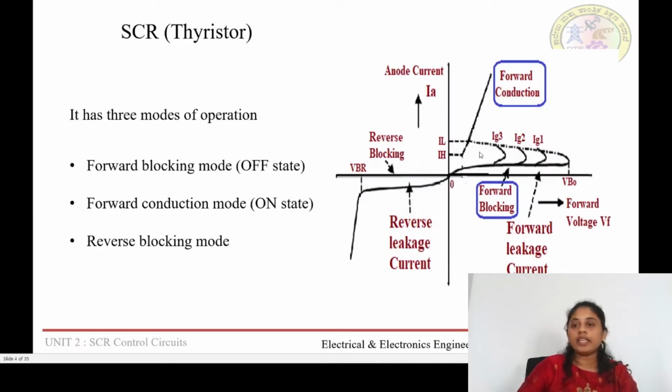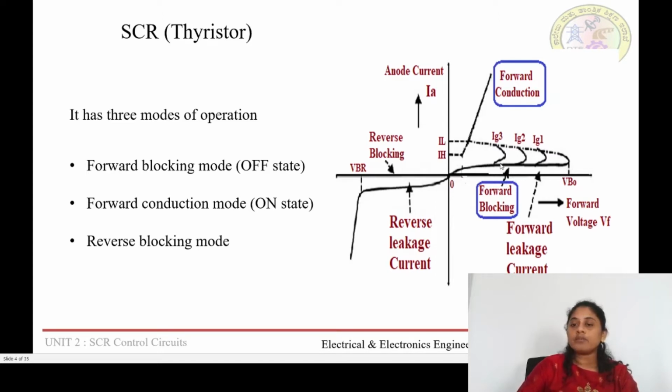Now we are looking at the characteristics graph of the SCR. Here it has 3 modes. Forward blocking mode. In the forward blocking mode, SCR is said to be in the off state, and in the forward conduction mode, it is in the on state. You can look into the graph here. In the forward blocking mode, I already told that it is in the off state. Why is it in the off state?